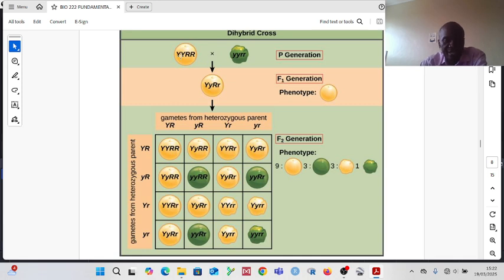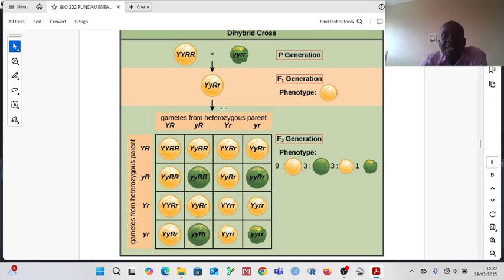Because all the capital Y's, this is a homozygous dominant crossing with a homozygous recessive. So the dominant allele will mask the recessive allele. The yellow color is dominant over the green color. The round shape is dominant over the wrinkled shape. That's why we have all the F1s as being round and yellow.